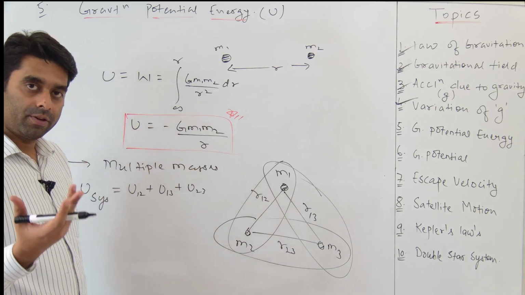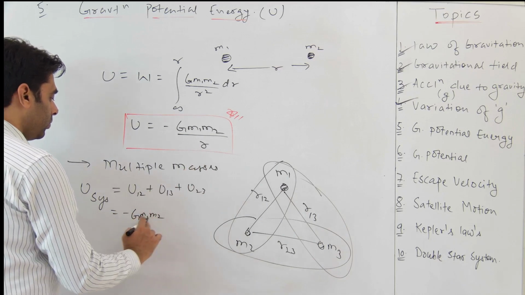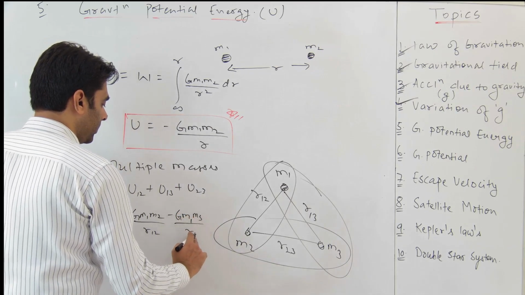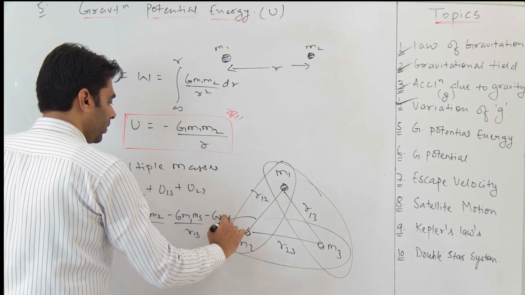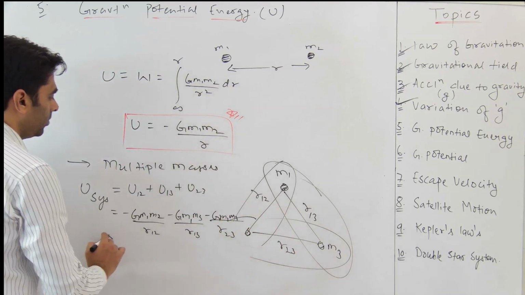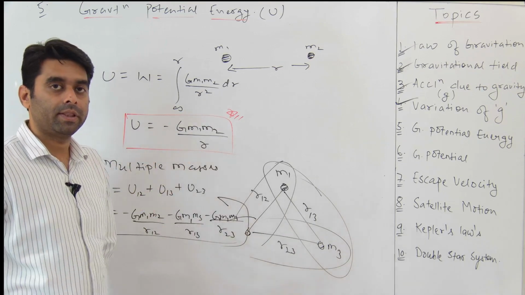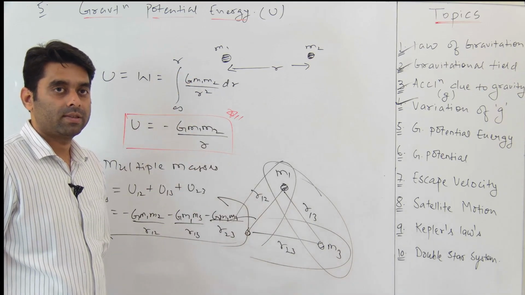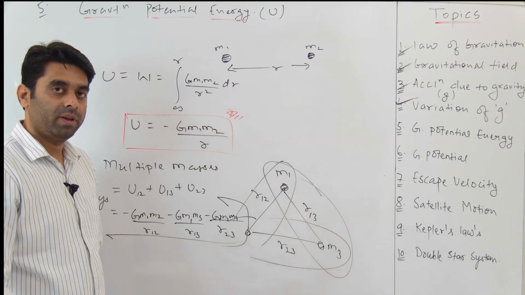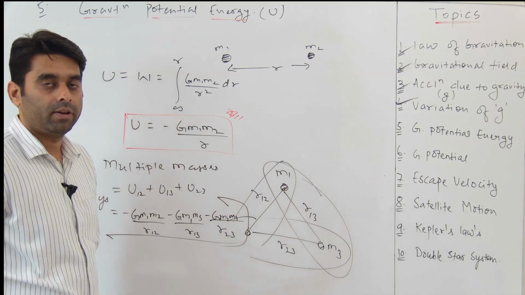Right? For individual pairs, for 1, 2 it will be minus G m1 m2 by r12. For 1, 3 it will be minus G m1 m3 by r13. For U23 it is minus G m2 m3 by r23, right? So this will be your gravitational potential energy for the system. If we have four masses, let's consider another situation where four masses are placed at the vertices of a square. Then a total of 6 pairs will be forming. So we will write down the summation of the potential energy of 6 pairs. That will give us the potential energy of the system, right?